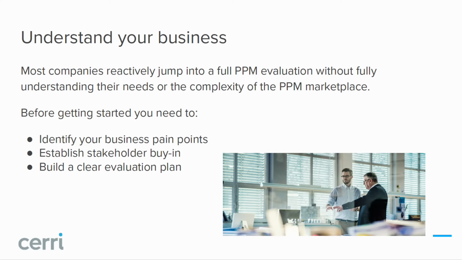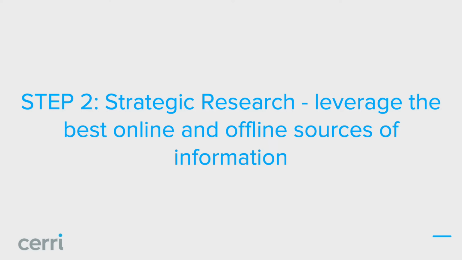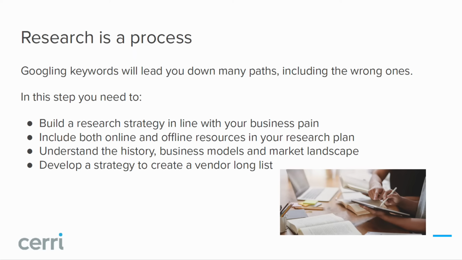Additionally, it's not just about identifying your pain points. You need to get buy-in from all stakeholders. This means understanding the needs of everyone who will interact with the system, not just your own department or team. Involving key stakeholders early ensures that the solution you choose will be a good fit across your organization. Once you've identified your pain points and have stakeholder buy-in, you're ready to start researching solutions and move on to step 2, building a strategic research plan.